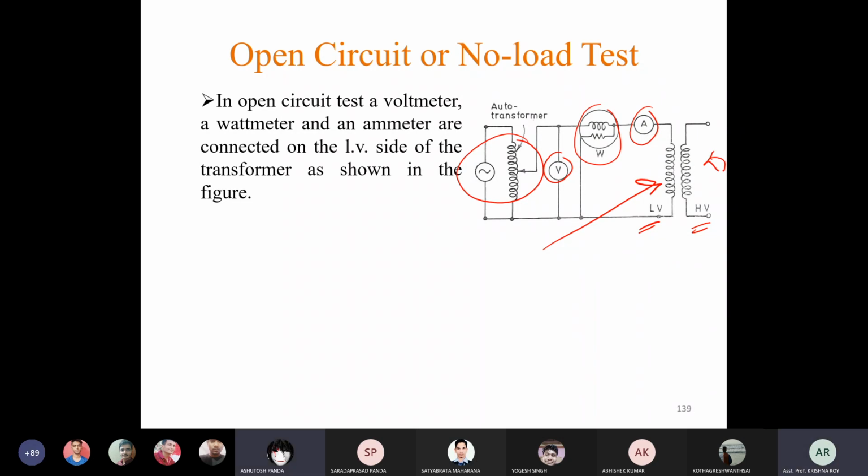Anyone? Sir, have you any idea? Yes, sir. When the devices are connected, the high voltage side is not open circuit anymore.